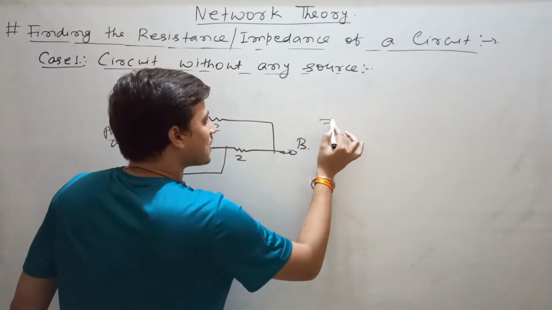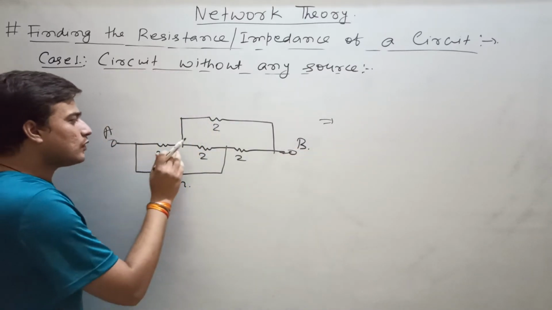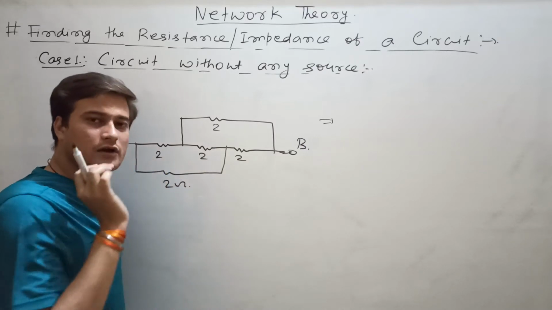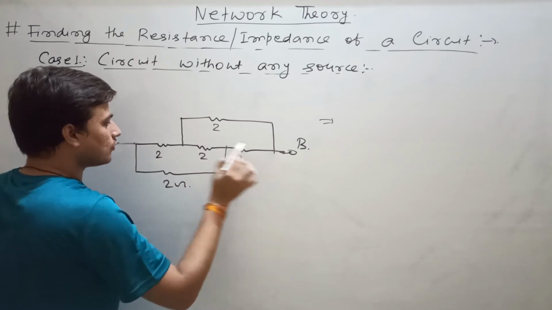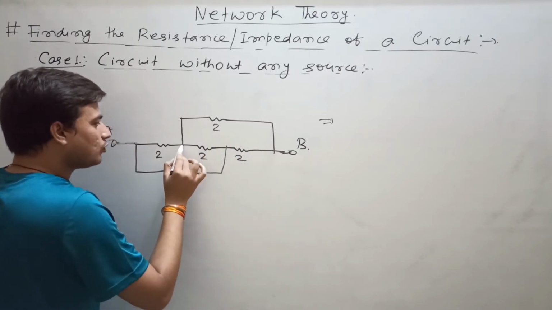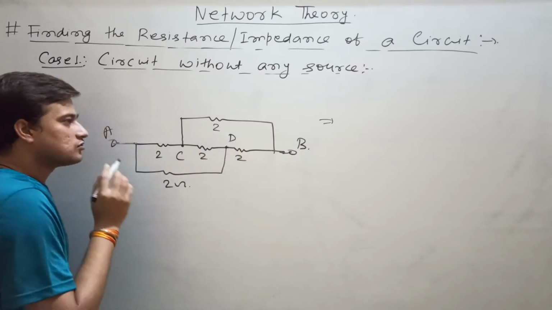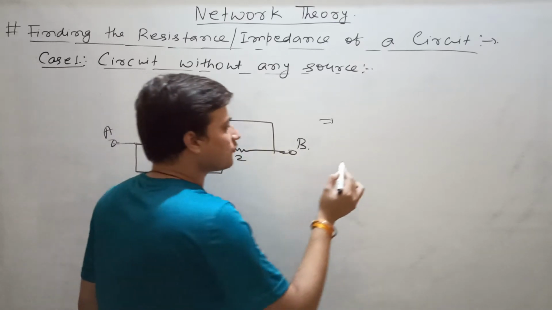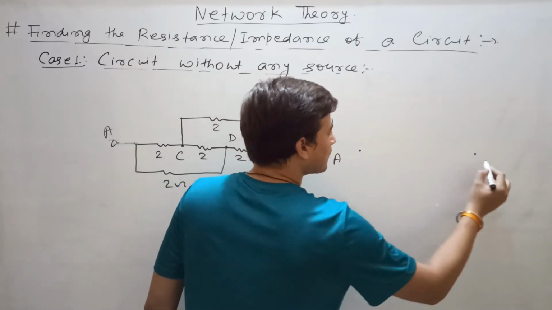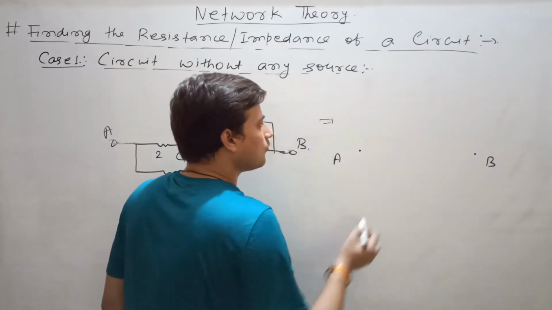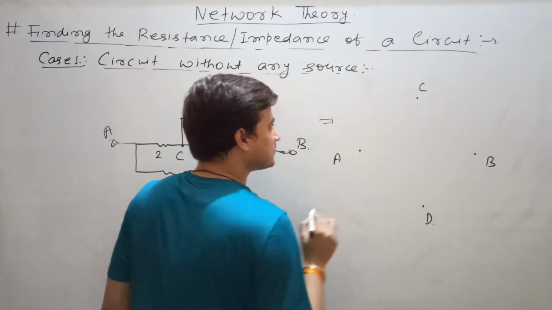So let us see how to solve this type of circuit. If this type of circuit is given to you, what is the rule? The rule is you have to assign names to all the nodes. So what do you see? There are 4 nodes: A and B, and 2 other different nodes. Let us call them C and D. Since there are 4 nodes and you have to find the equivalent between A and B, we will place A and B on the horizontal axis and C and D on the vertical axis.